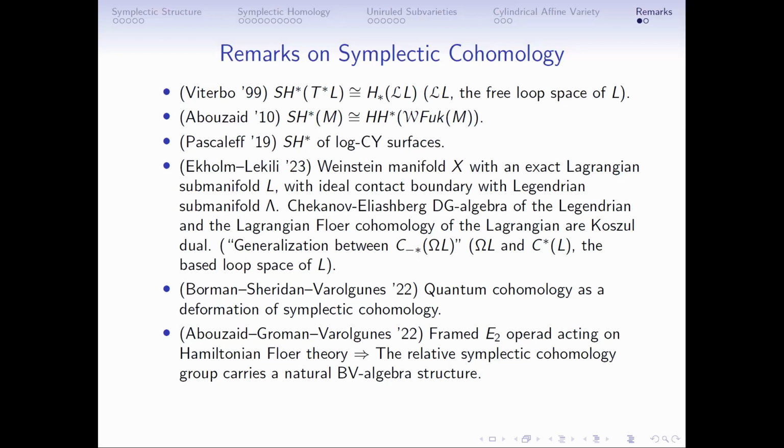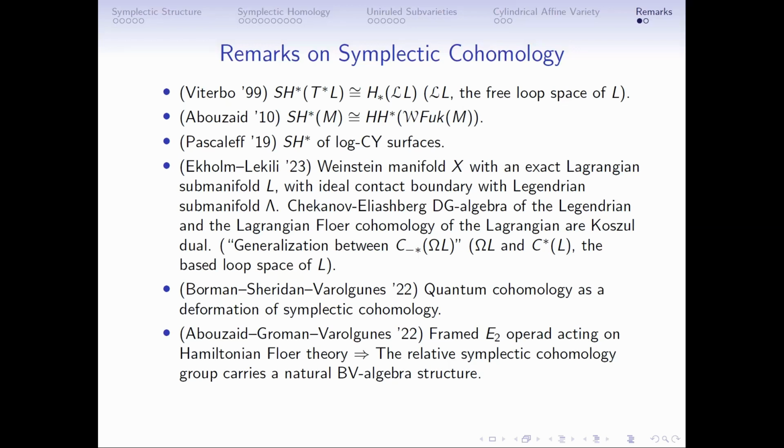And the spectral sequence I constructed is inspired by Borman-Sheridan-Varolgunes' spectral sequence. They construct a spectral sequence from the symplectic cohomology of the complement of a divisor to the quantum cohomology of the projective variety, and show that quantum cohomology is a deformation of symplectic cohomology.